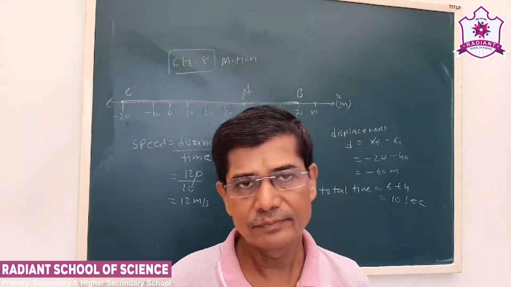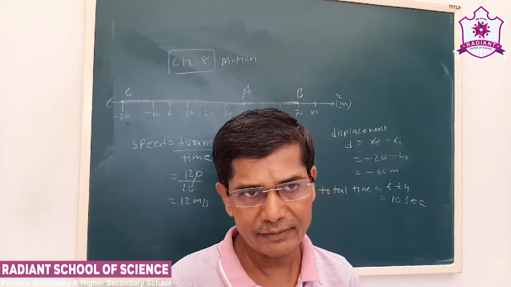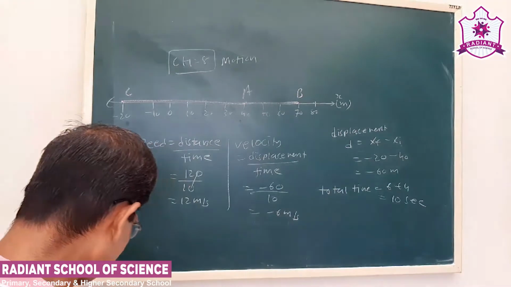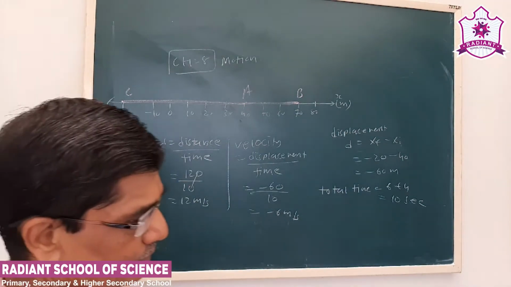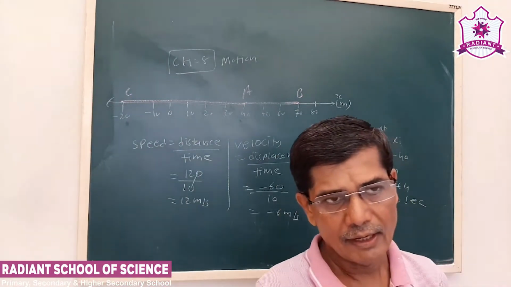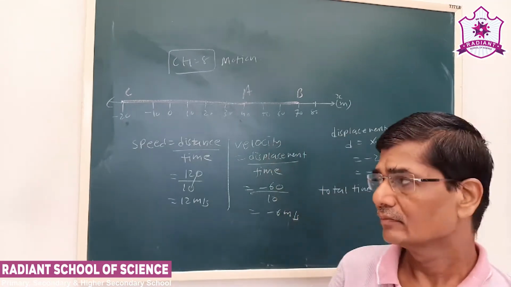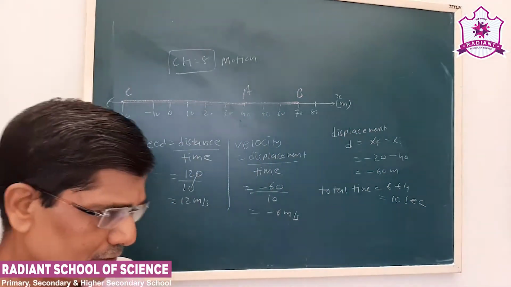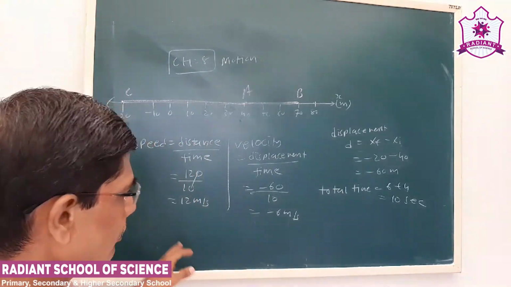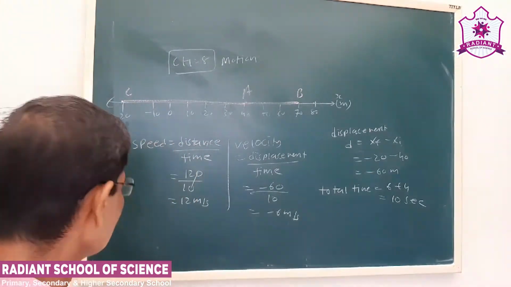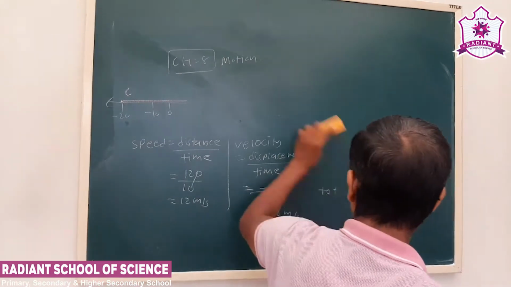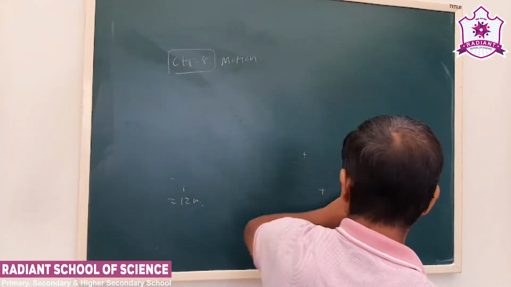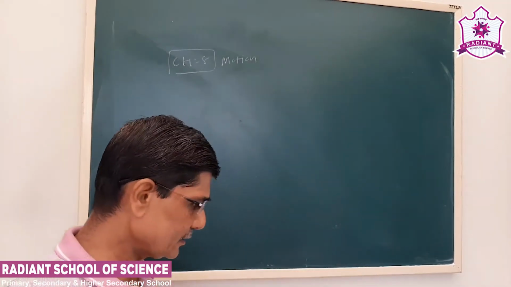So this is how we can obtain speed and velocity. We have taken a number of examples in which we obtained path length, that is distance, and displacement, and then how to calculate speed and velocity. Now we proceed further. We can have a number of examples; I will give you those for practice.